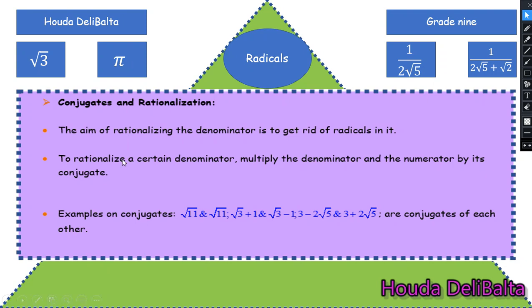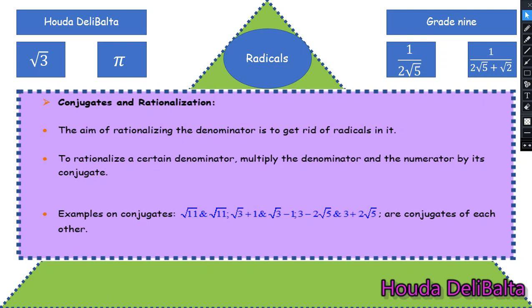To rationalize a denominator, we should know what's the meaning of a conjugate. So rationalization is related to conjugates because every time I'm going to rationalize, I'm going to multiply the denominator and the numerator as well by the conjugate of the denominator. Now, what are conjugates? Examples and conjugates.